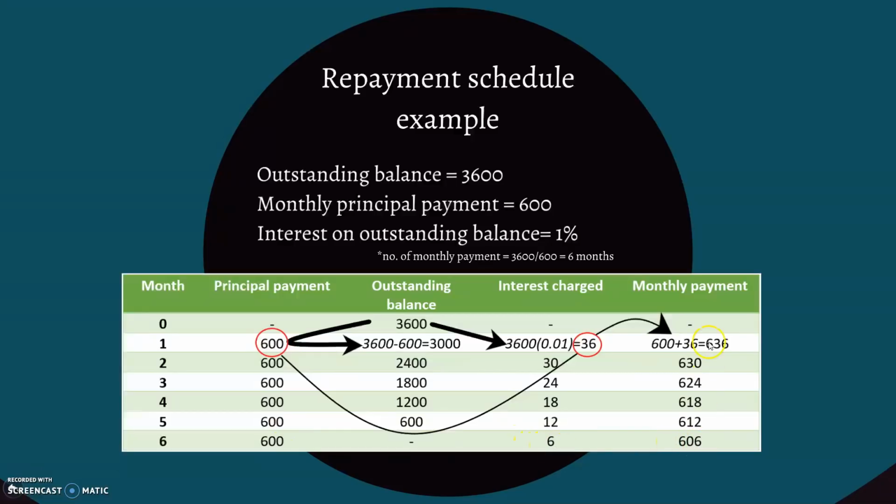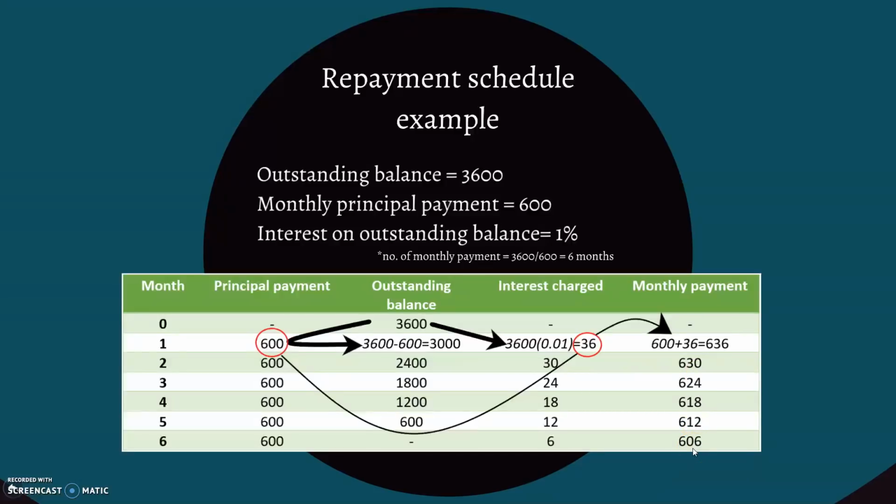As you can see here, the monthly payment is unequal. Why? Because of the different value of interest charge. Why? Because of the different value of outstanding balance. So it is actually related to each other. That's why the monthly payment is unequal.